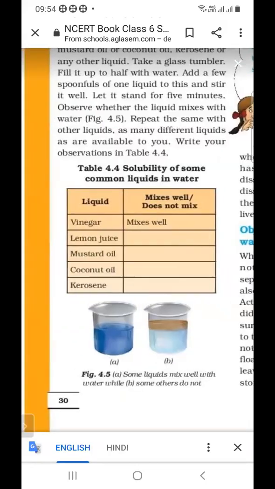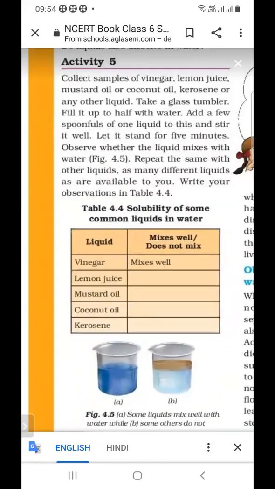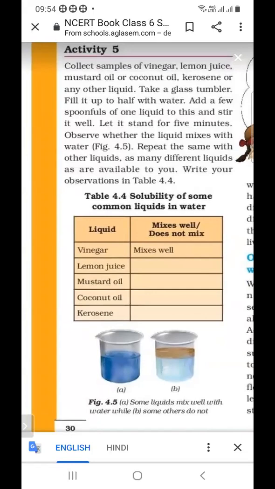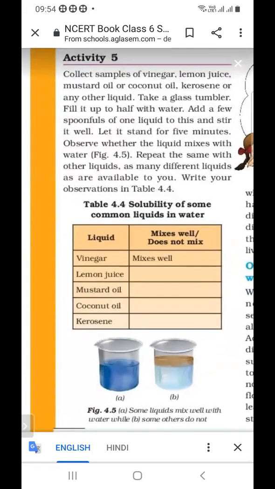Next is solubility. So we are checking the solubility of solid substances. As we know, solids dissolve into the water. क्या solid dissolve करते हैं तो liquid भी dissolve करते हैं. Yes, some liquids dissolve and some liquids do not dissolve into the water. So the liquids which dissolve completely into the water are called miscible liquids, and the liquids which do not mix into the water are called immiscible liquids.